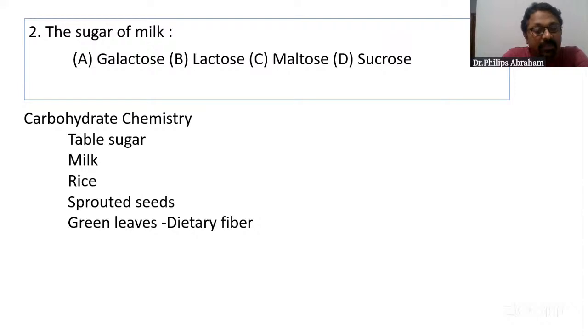In green leafy vegetables, the carbohydrate percent is mainly dietary fiber. We call it that because it's cellulose and all, which are indigestible forms of carbohydrate. So generally, any indigestible carbohydrate, we use the word dietary fiber. Examples are cellulose, hemicellulose, lignin. So green leaves contain that.